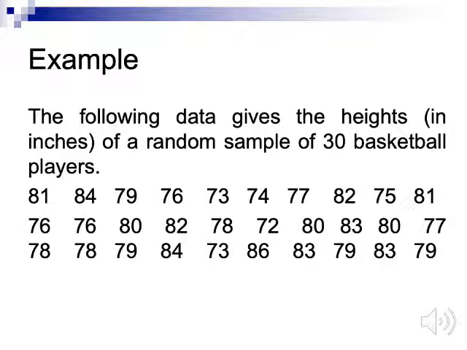For example, this one, although it is very few, you have 30 basketball players. If you take a look at the lowest number here in terms of height, it is 72.